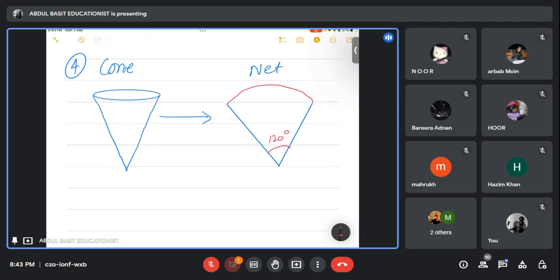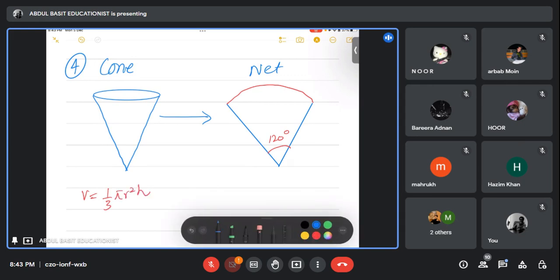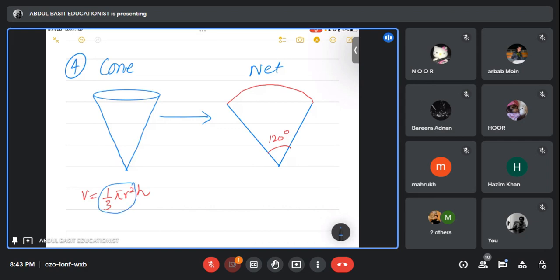Okay, the capacity of the cone. Whenever we are aware about the ice cream, agree, what is the capacity of the cone? So the volume of the cone is 1 by 3 pi r square h. Now there is a question that, sir, why did you write 1 by 3 pi r square? Agree? Now you can see that it's 120 degrees.